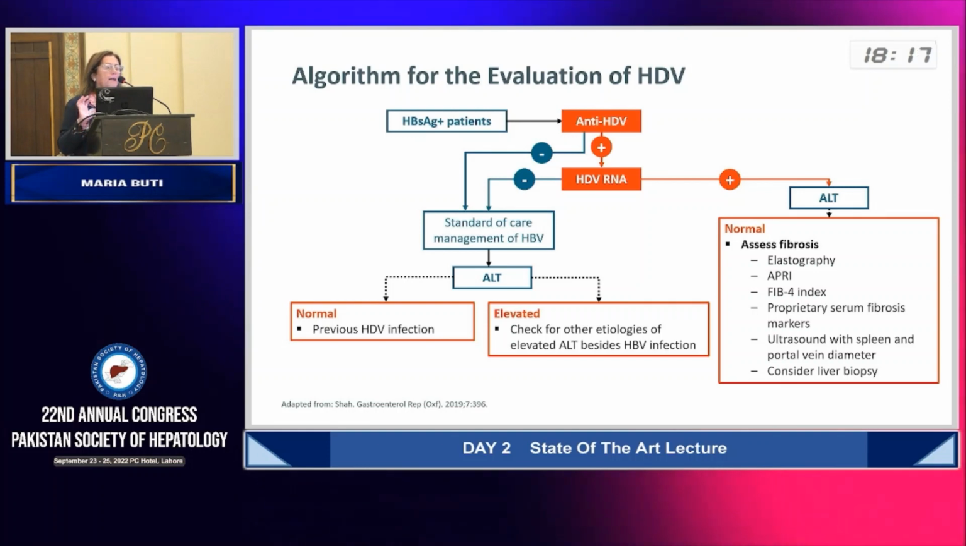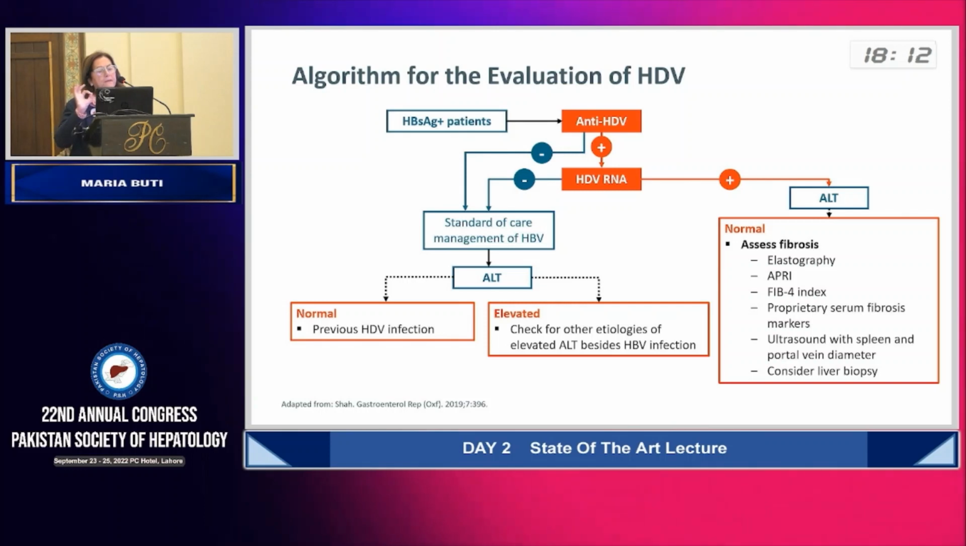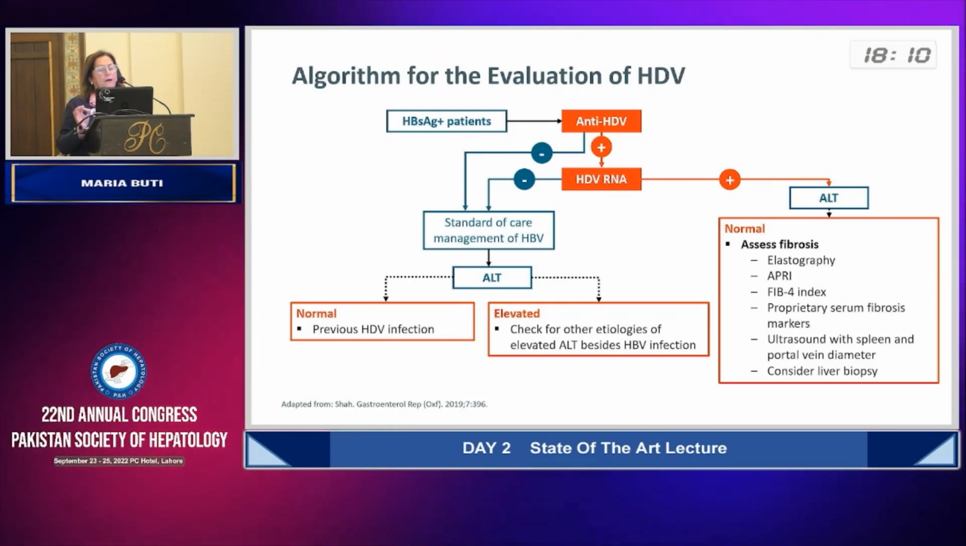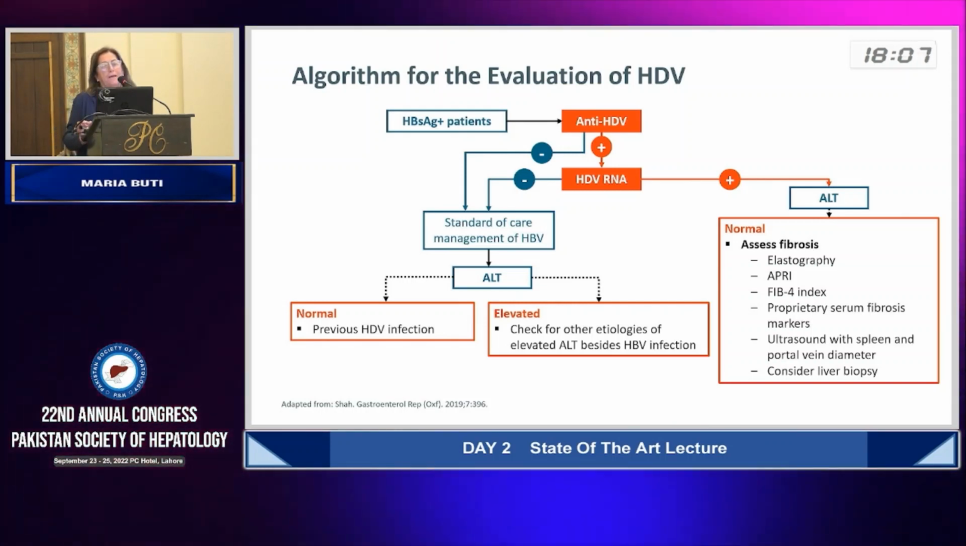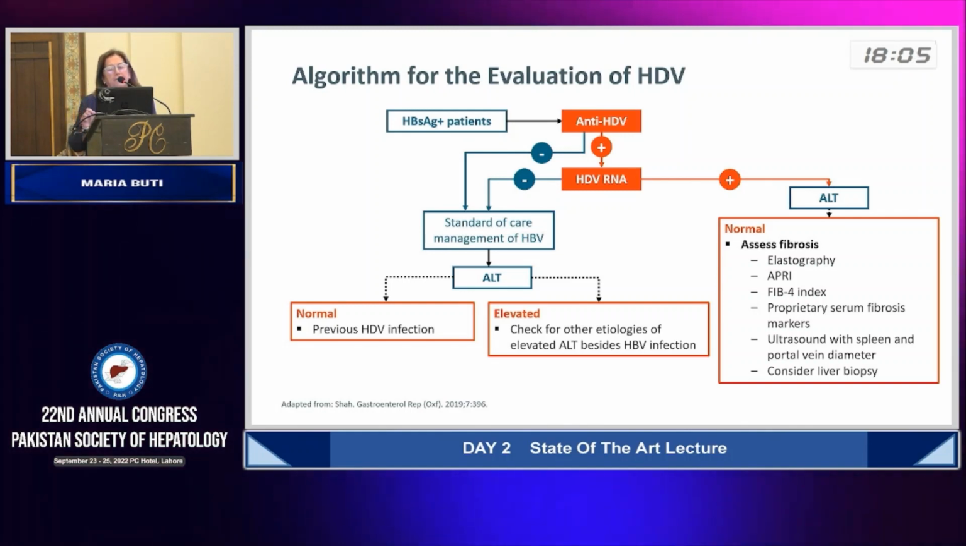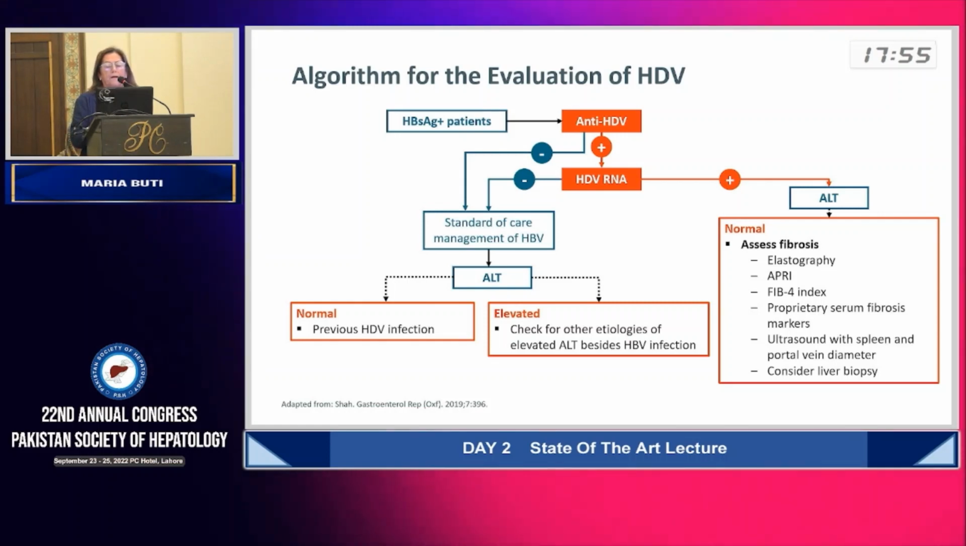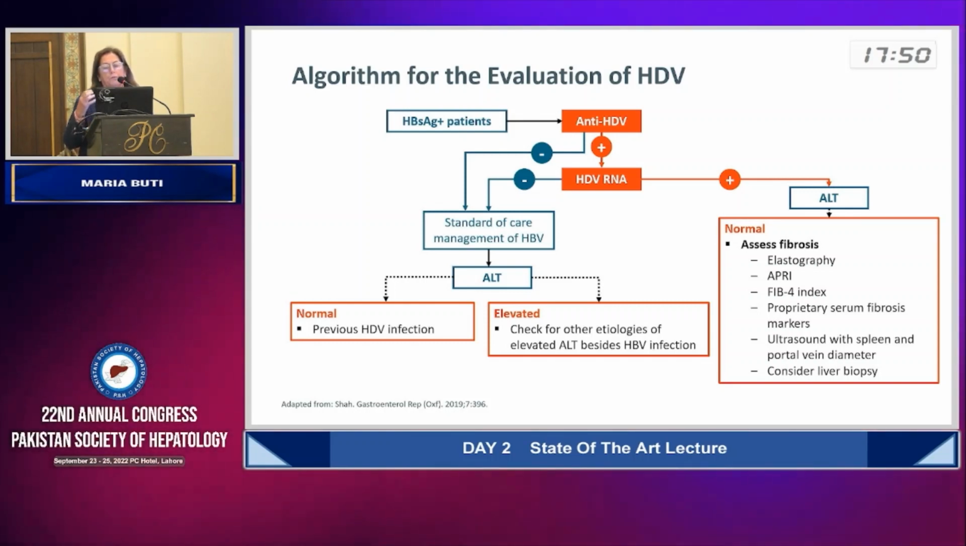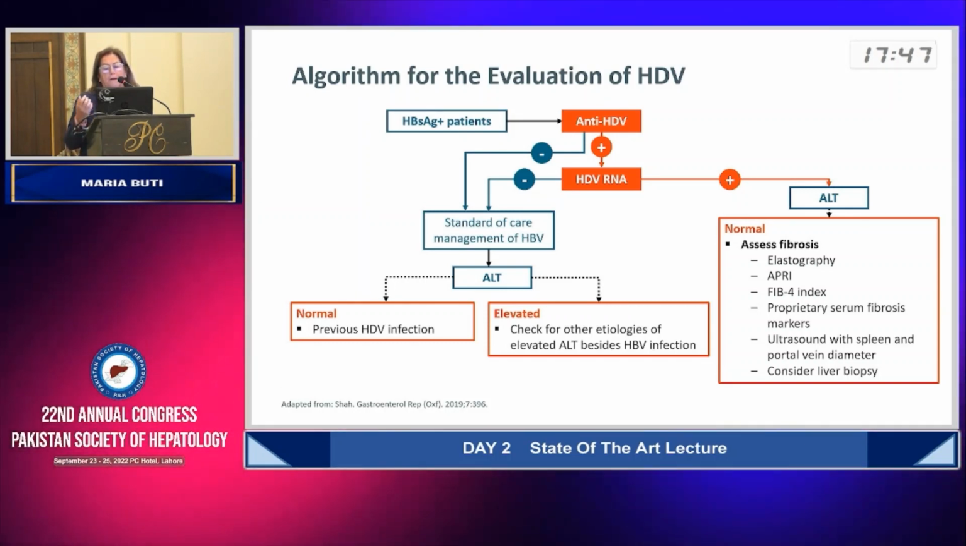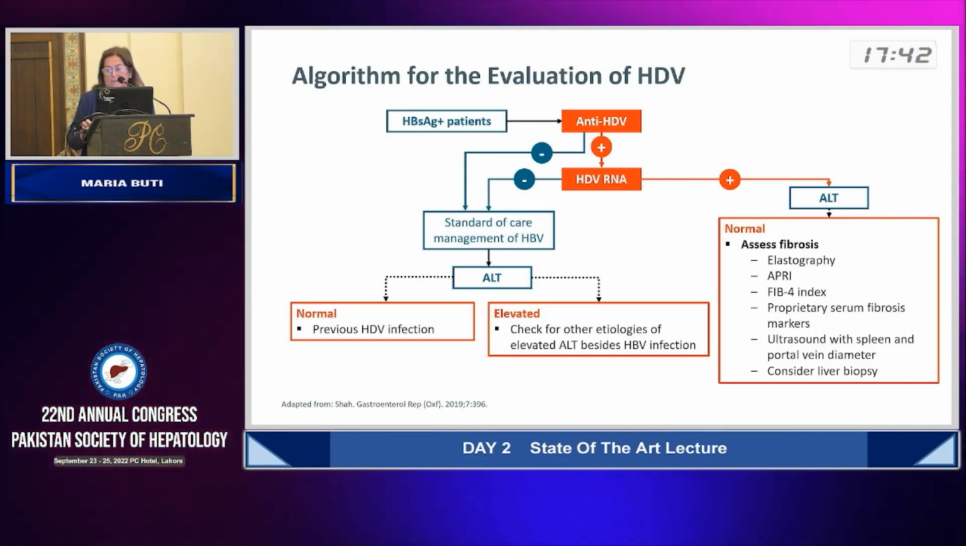So this is the algorithm for the evaluation of hepatitis delta. HBs antigen positive, test for anti-delta, and if anti-delta is positive, test for HDV RNA. If HDV RNA is negative, manage as standard of care for hepatitis B. And if HDV RNA is positive, then we need to look at ALT levels and assess fibrosis to diagnose chronic hepatitis delta.